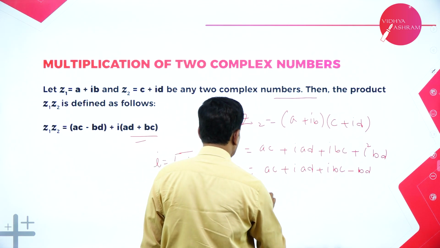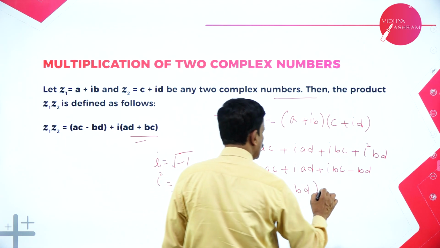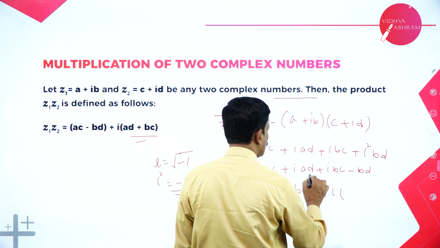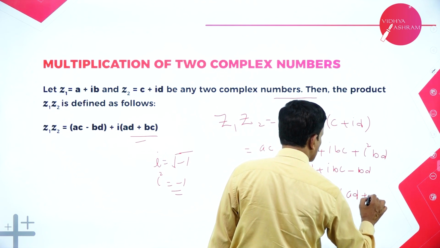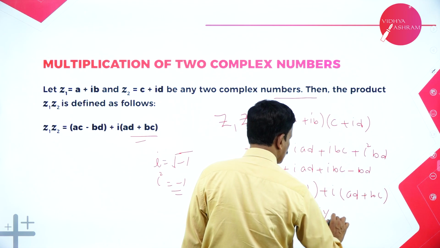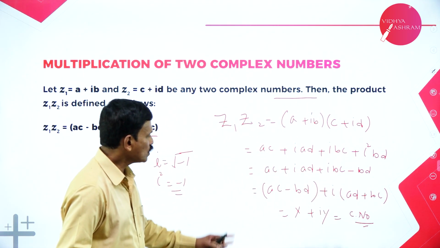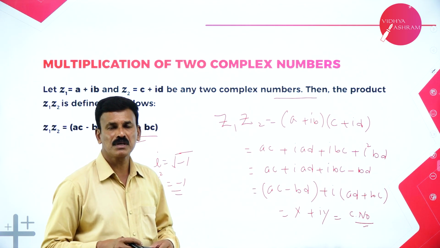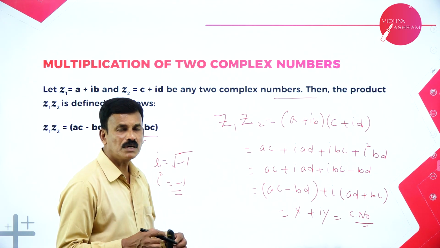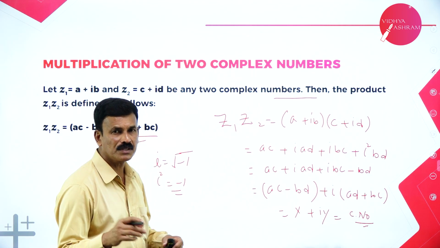Now equate the real parts. What are the real parts? AC minus BD is the real part, and for the imaginary part you can take i as common factor: AD plus BC. Again this is of the form x plus iy, a complex number. So that means this is called multiplication of complex numbers, very important. Multiplication and division of complex numbers are very important from the point of view of examination.